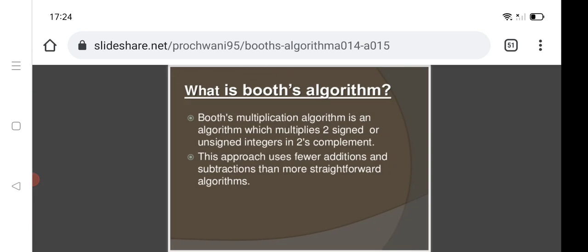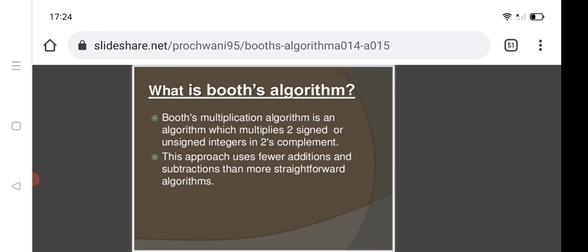Now, what is Booth's algorithm? Booth's multiplication algorithm is an algorithm which multiplies two signed or unsigned integers in 2's complement form. This approach uses fewer additions and subtractions than more straightforward algorithms. The straightforward algorithms use a lot of additions and subtractions, whereas Booth's algorithm uses only a few steps. Let us get into those things.